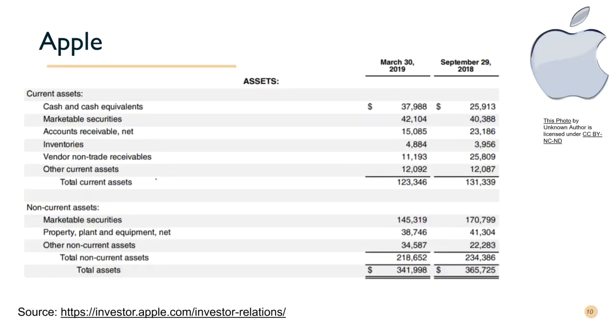As of the 29th of September 2018, Apple had $131,339 million in total current assets, made up of everything we spoke about earlier in the video. Its cash and cash equivalents, accounts receivable, and inventory, among other things. All of these assets are expected to be turned into cash in the next accounting year.